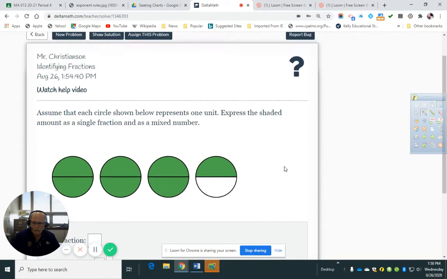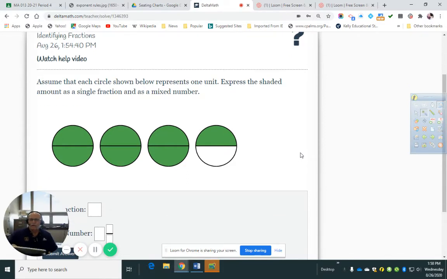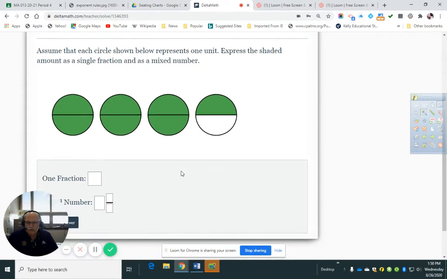On this week's assignments, you have fractions that you're working with. And on identifying fractions, you could watch the actual video. It will show you the same thing I'm about to show you. Basically, it says assume each circle shown below represents one unit. Express the shaded amount as a single fraction and as a mixed number.